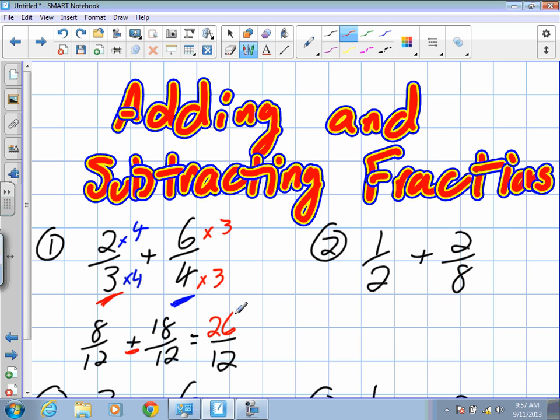We can reduce it, but if they don't ask us to, it's not the end of the world. Okay? If they do, then you need to reduce it. Find a divisible value for both the top and the bottom. For instance, 2 goes into both of these, you'd end up with 13 over 6. Okay?